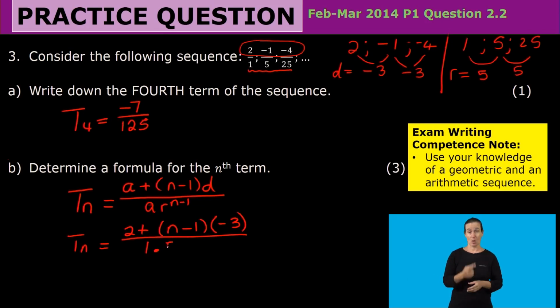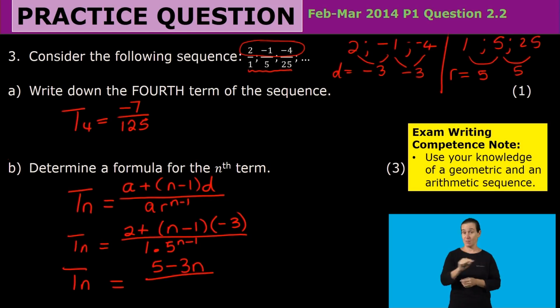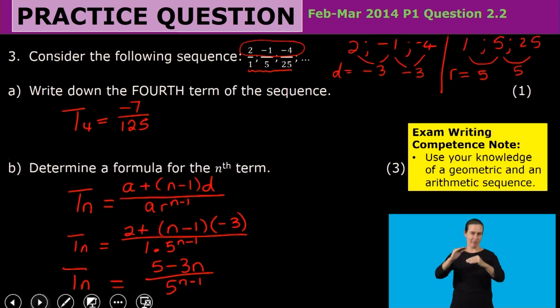That is multiplied by 5, and that 5 has an exponent n minus 1, which means that our general solution there will be 5 minus 3n, or you can say -3n plus 5, and that of course will be divided by 5 exponent n minus 1, and that is the nth term. Arithmetic as the numerators and geometric as the denominators.